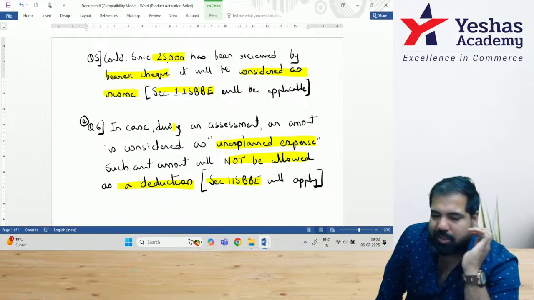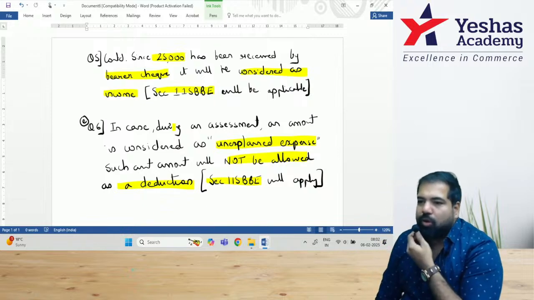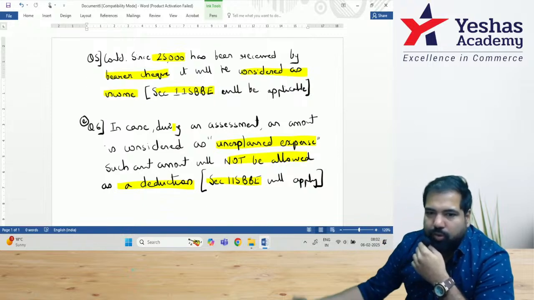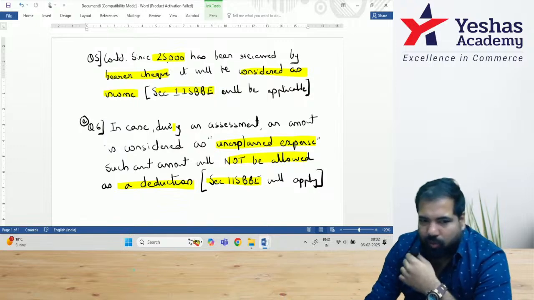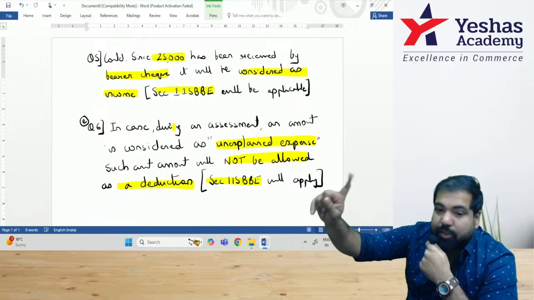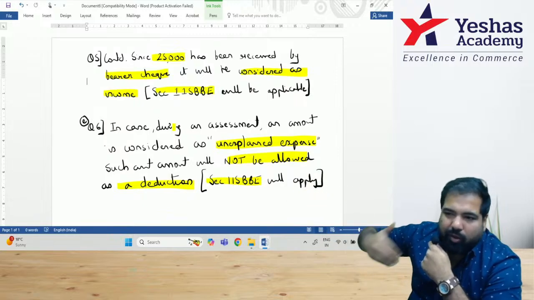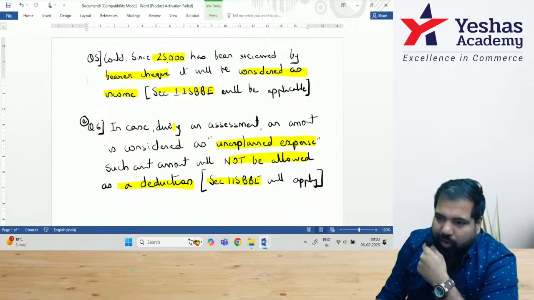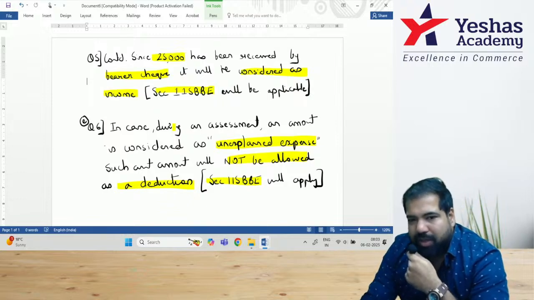Guys, you are a businessman having a good business. You did a business conference. You took all your clients, associates, etc. to Goa, and you spent 5 crore rupees on that expense. But you do not disclose that expense, guys. Somewhere during the course of assessment, etc., you got caught, and you have to explain that expense, guys. Can you explain it?